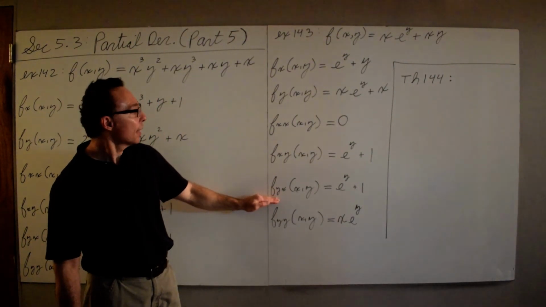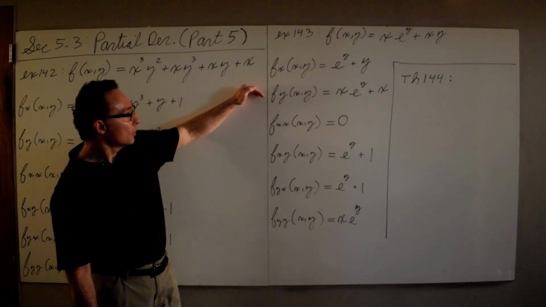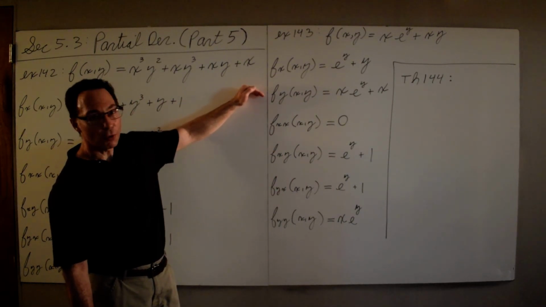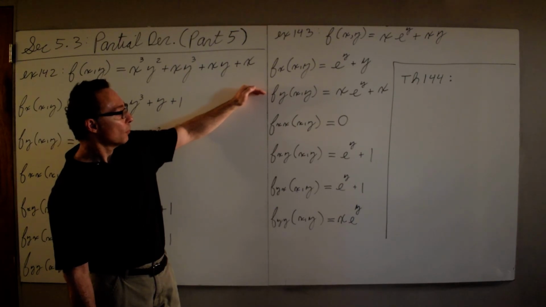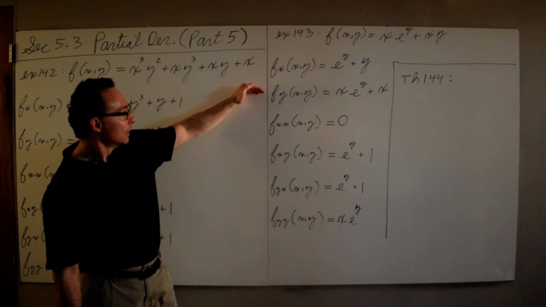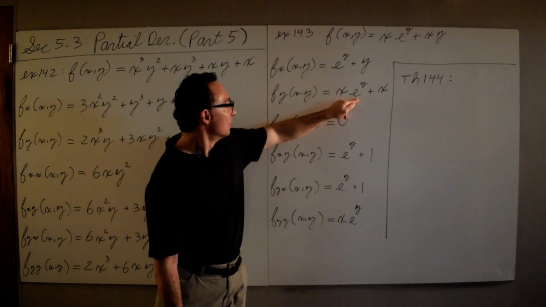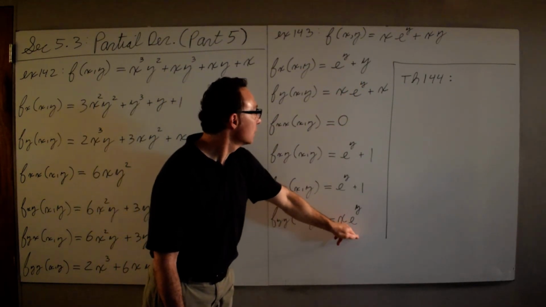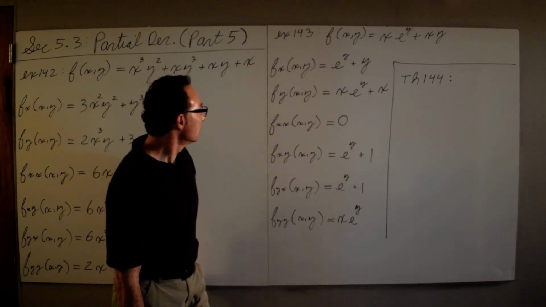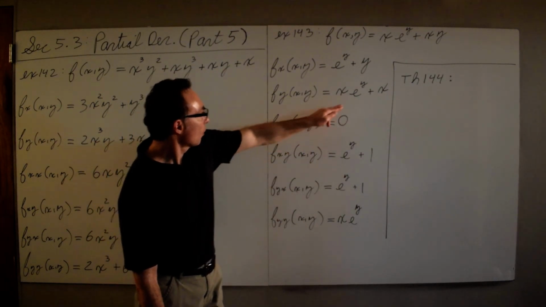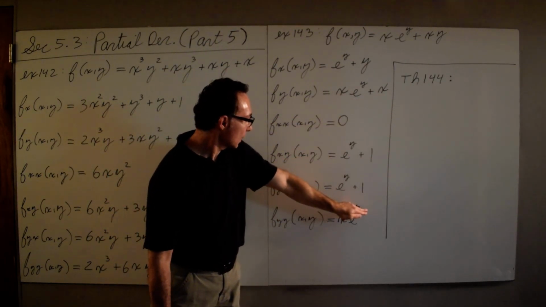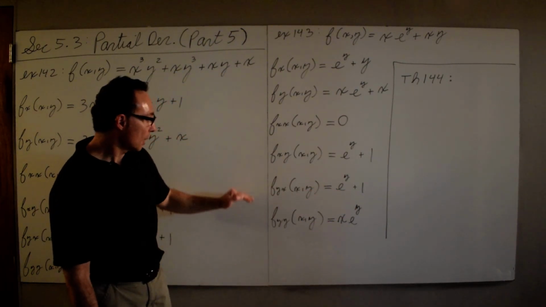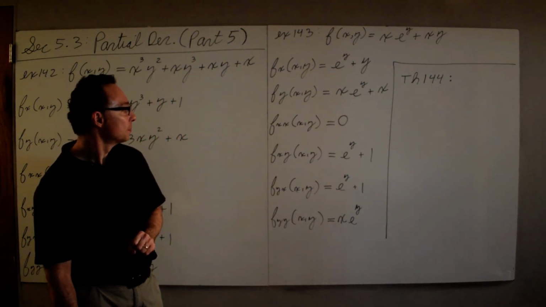For f sub yx, start with the partial derivative with respect to y, then calculate the partial derivative with respect to x. Again, x thinks this is a constant, so this is just e to the y, and the partial derivative with respect to x of x is 1. So we just have e to the y plus 1.